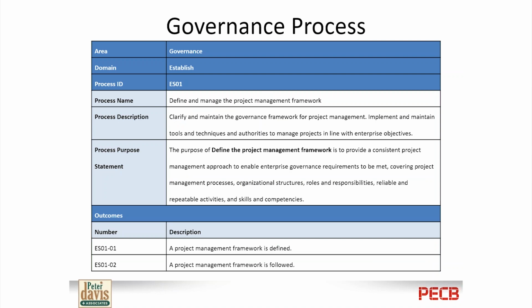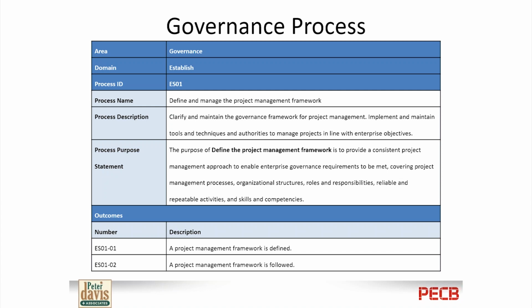So we have the governance area that is established domain, and we have a process ID of ES01. Now, these are just random, but they sort of follow a logical flow, and the numbering is just the next one up gives the next number. You see the process name. It says define and manage the project management framework. So there's a process name. So I'm going to have to define it, and then I'm going to have to manage it.